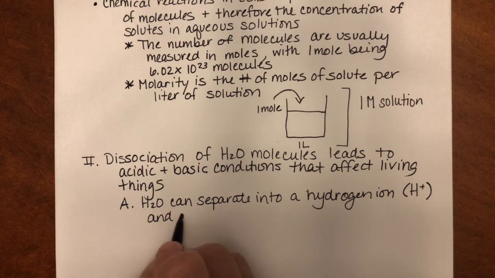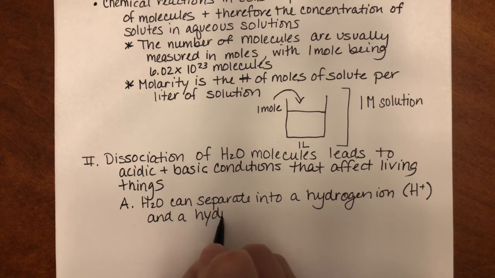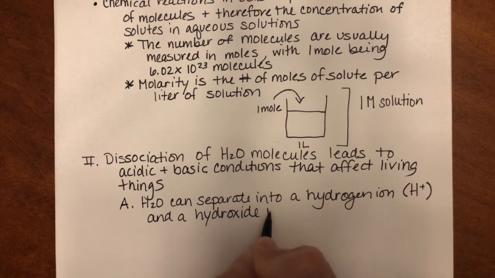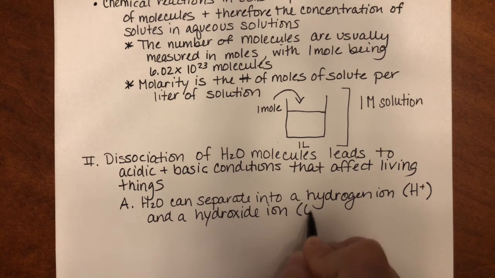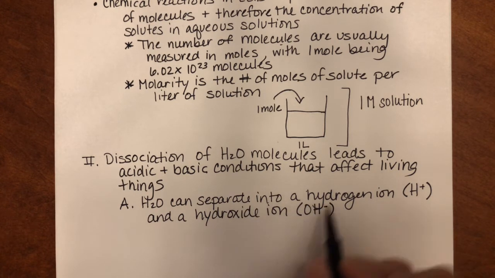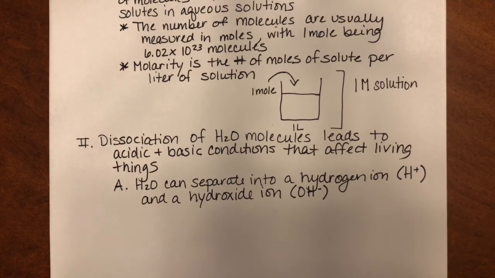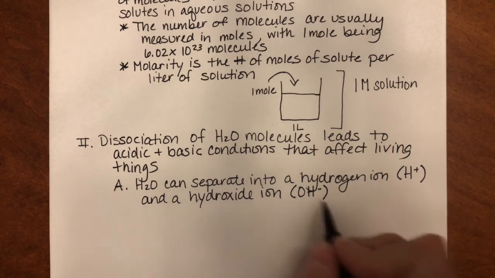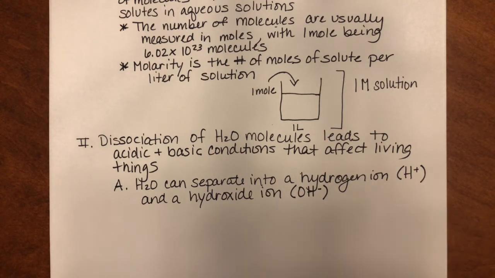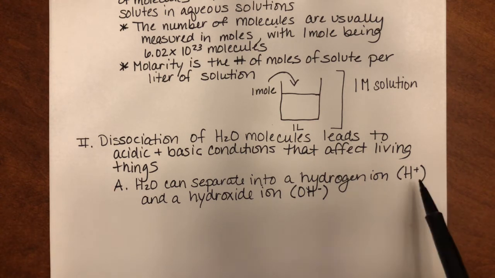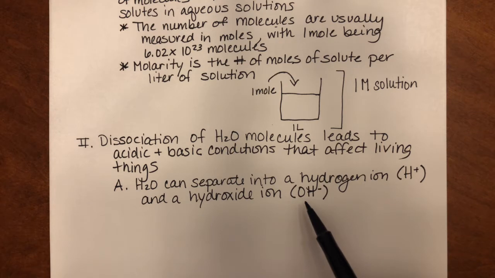And a hydroxide ion. Hydroxide ion is OH negative. So that's how you would say that. You could say OH negative, or it's a hydroxide ion. All right. This is rare, but it can happen. And when it does, there are equal concentrations of H+ and OH negative.